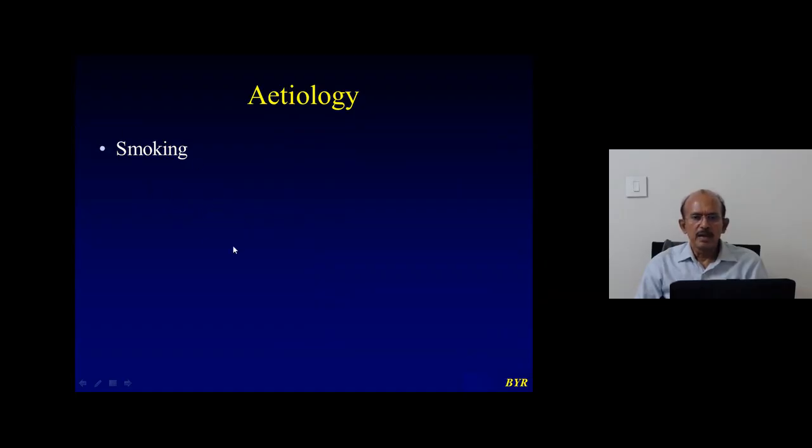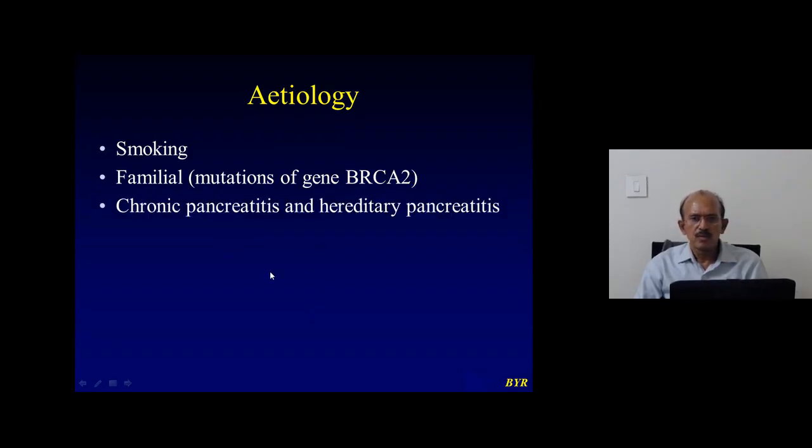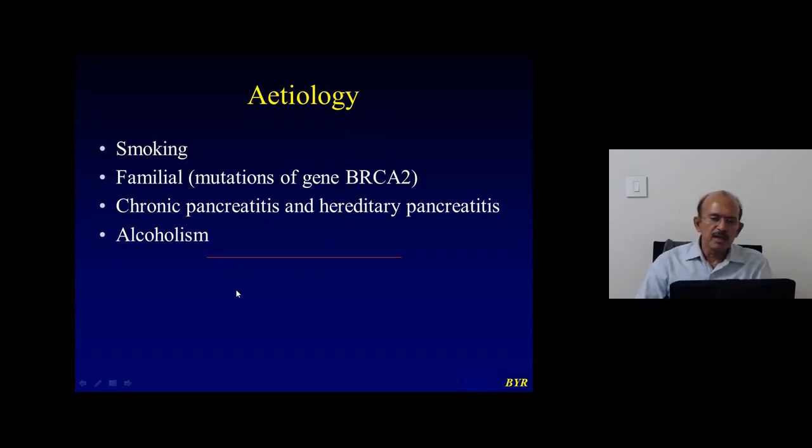Etiology: smoking. Then familial, like mutations of gene BRCA2, chronic pancreatitis and hereditary pancreatitis, alcoholism. So for most of the alimentary tract neoplasms, in the etiology you can mention alcoholism and smoking, then you will be correct in about 90% of the cases. Because they are so common etiological factors for the malignant neoplasms in the alimentary tract.